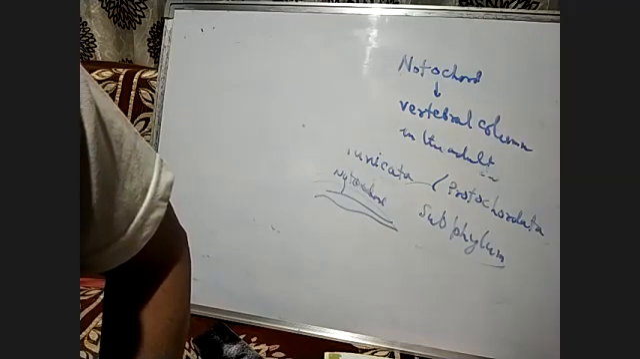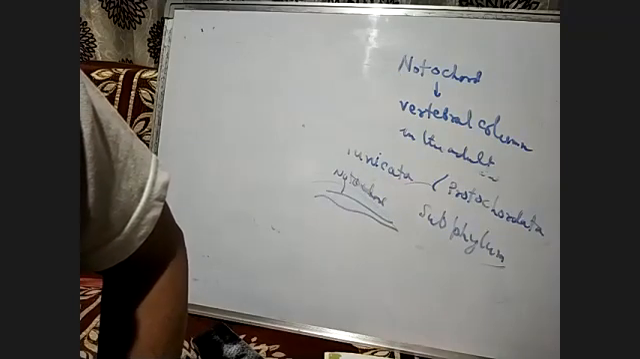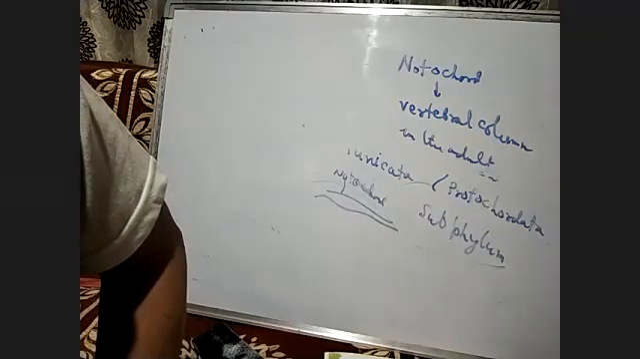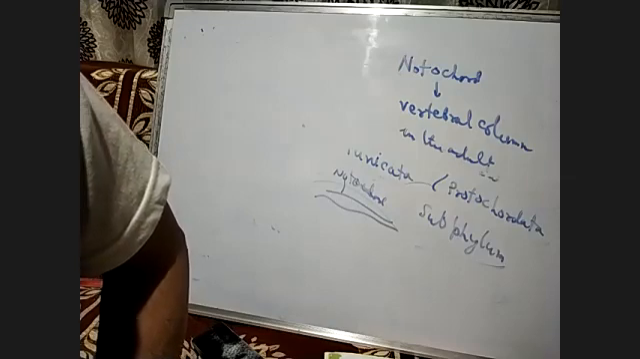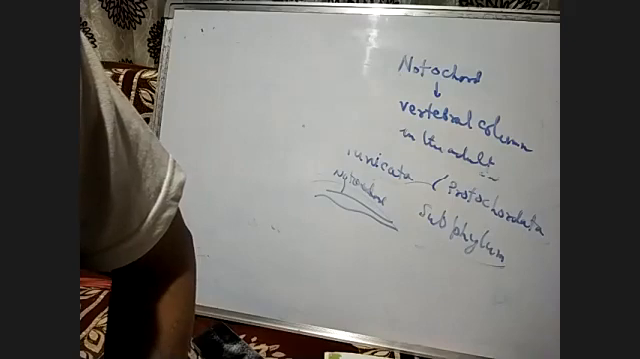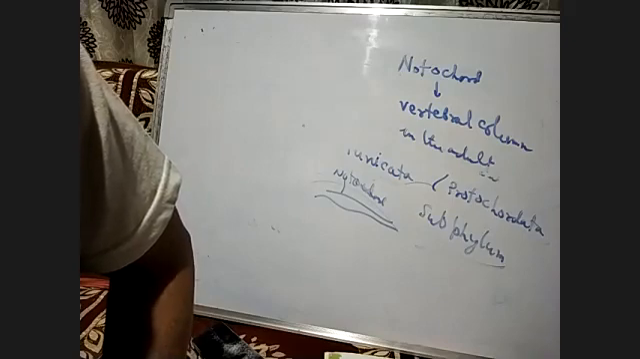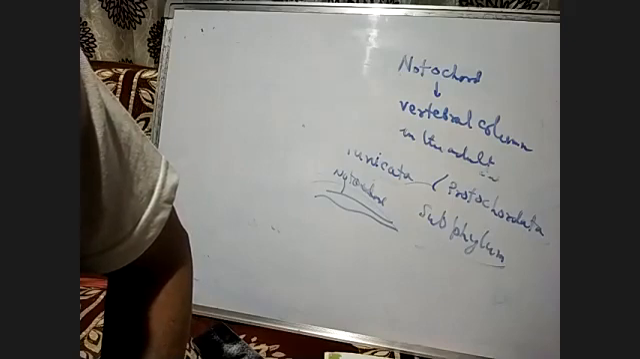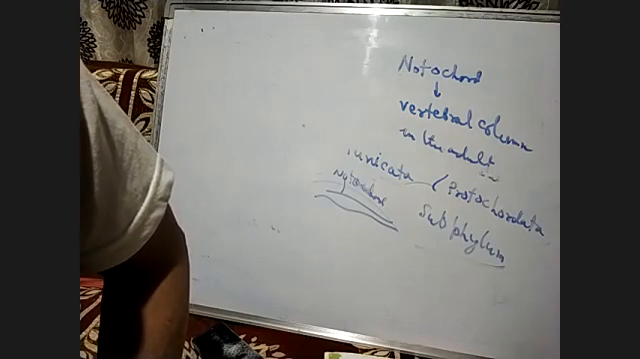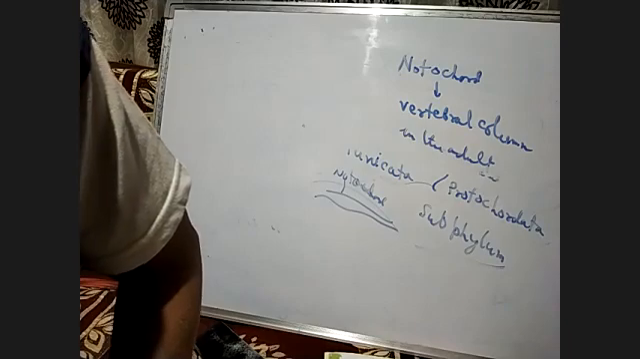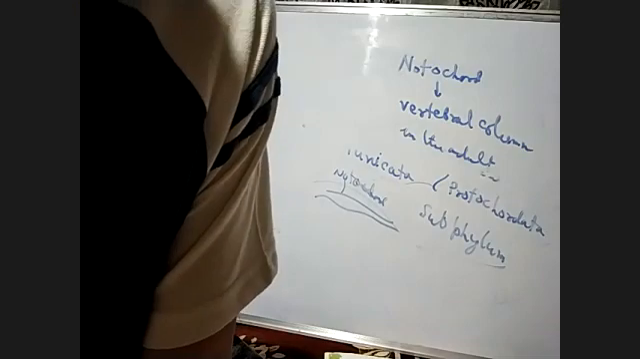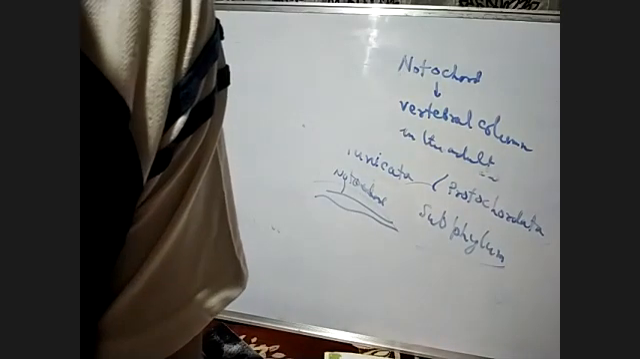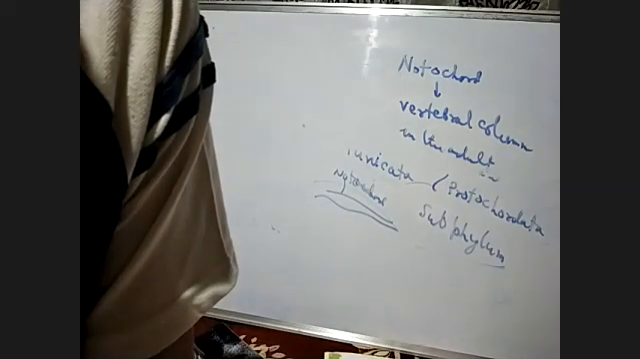Beside the basic chordate characters, which we have just done, there are some additional characters of the vertebrates. All the vertebrates have a ventral muscular heart. They have a muscular heart on the ventral side with either 2, 3, or 4 chambers. As for example, in the human being we have 4 chambers. In the amphibian, they have 3 chambers.